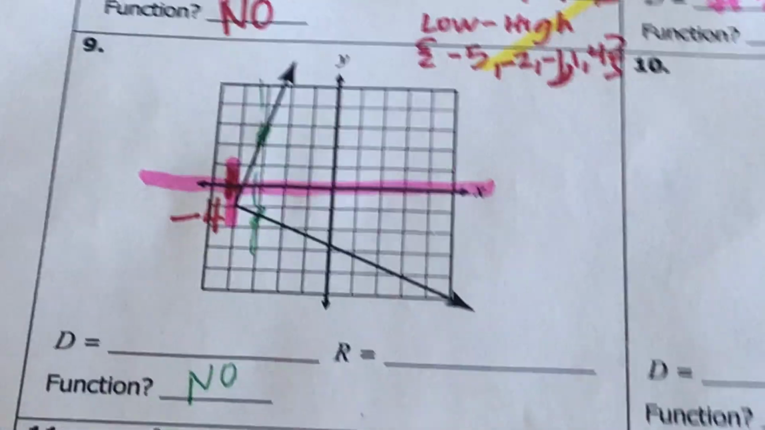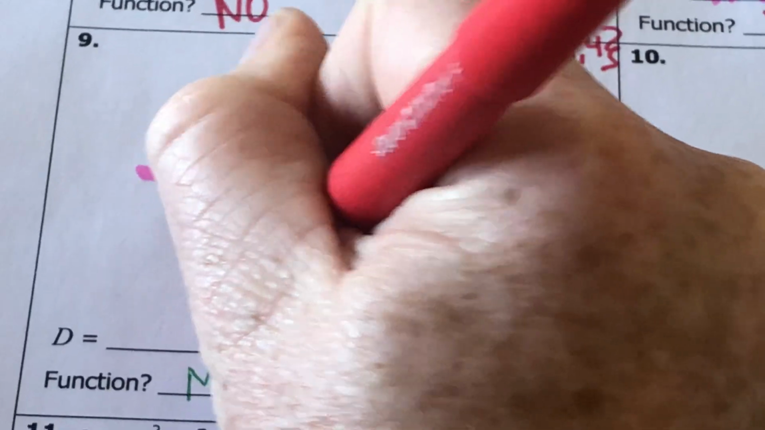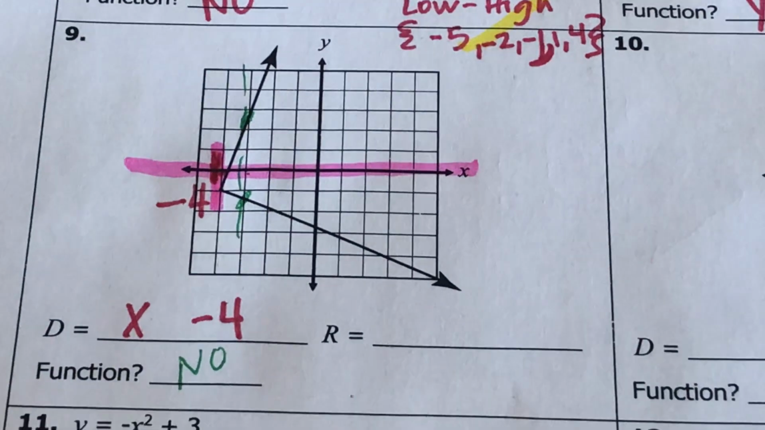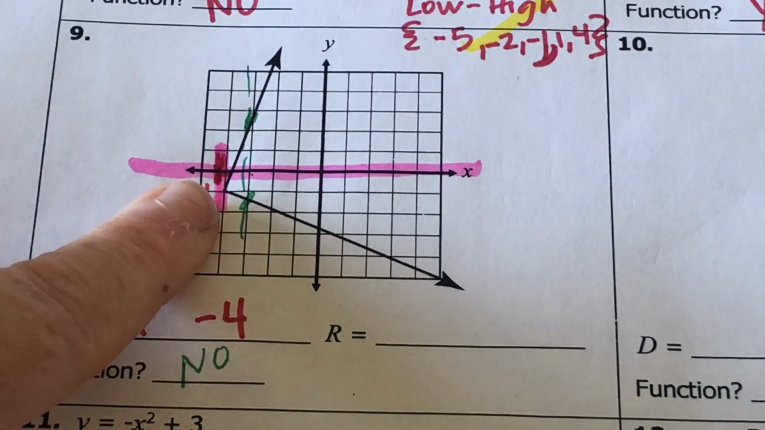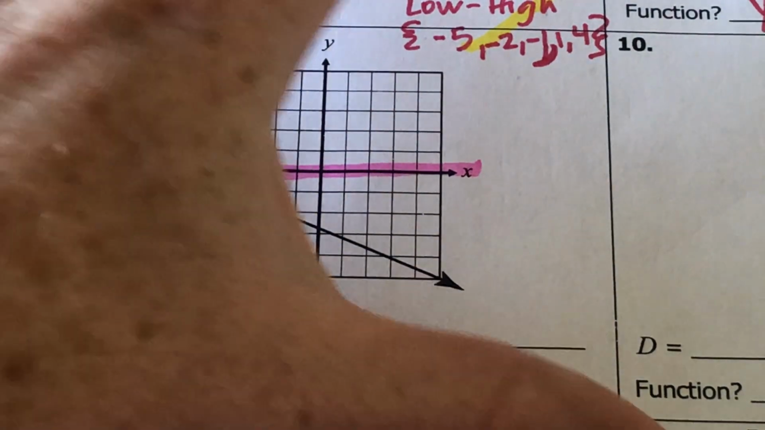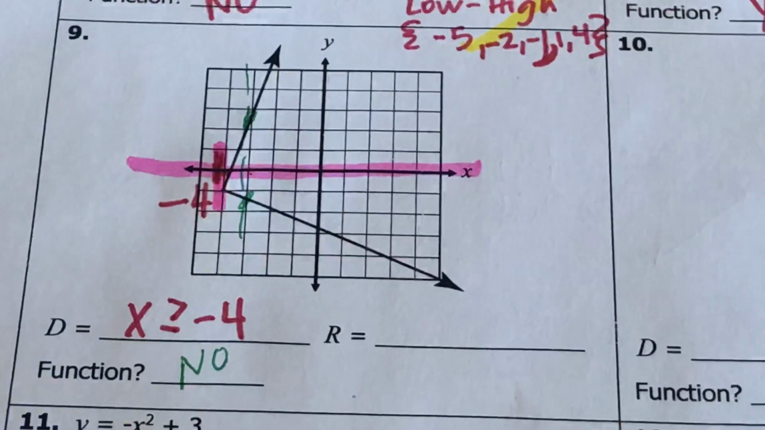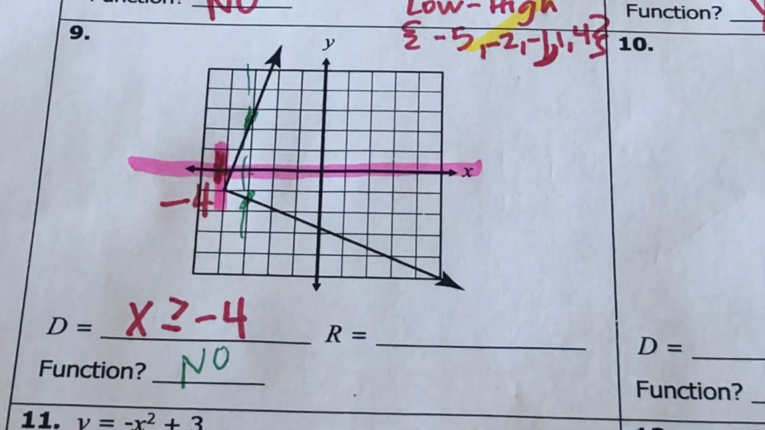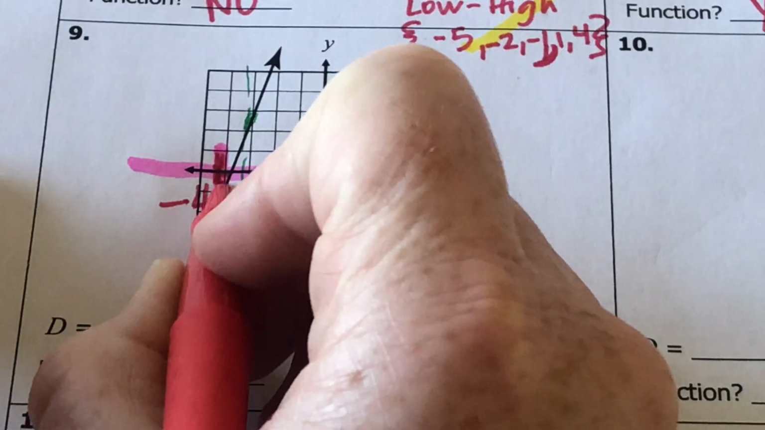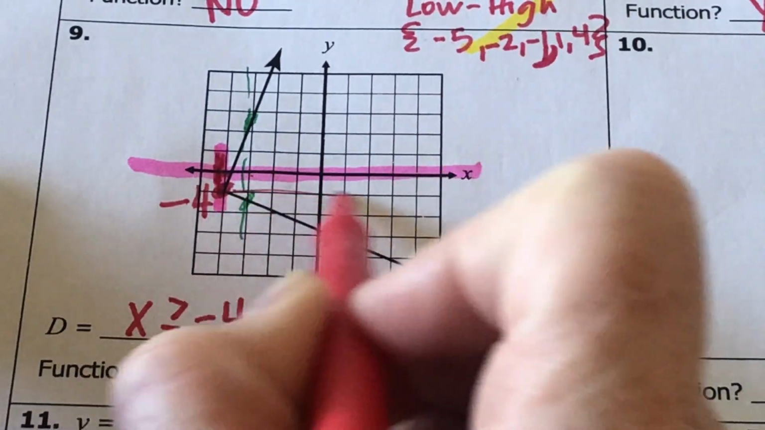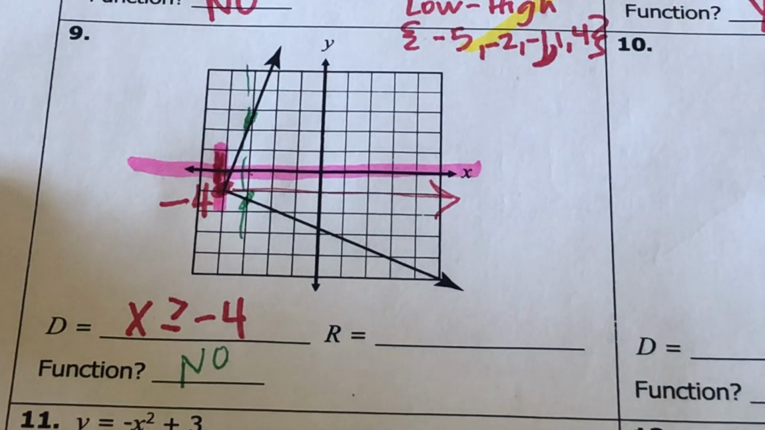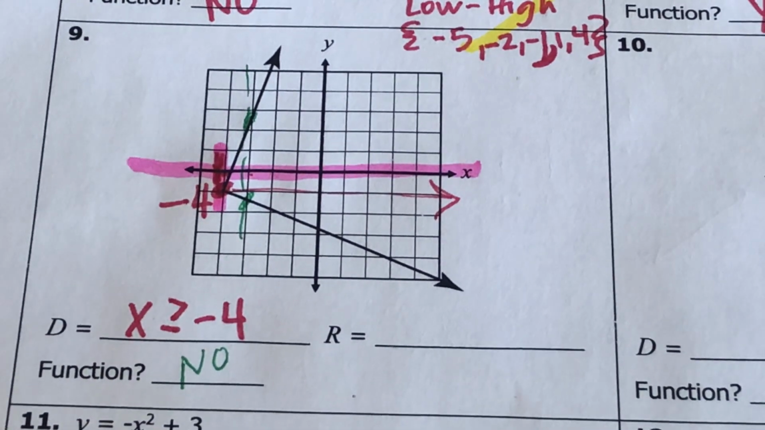Okay, so we know it's starting at -4, and we want x for domain. And then your graph is going to the right of -4. So that means it's going greater than or equal to -4. Okay? Because the domain includes -4 and also goes all the way right. That's greater than or equal to -4.